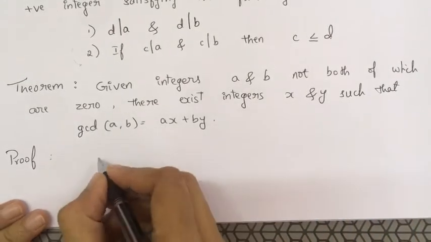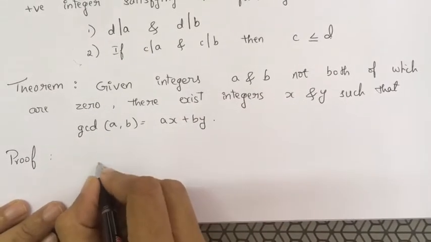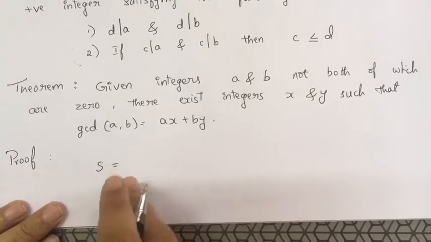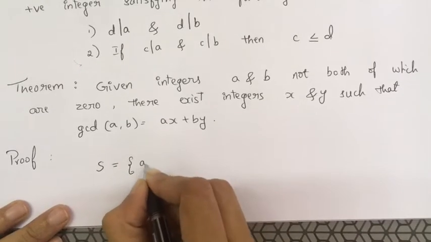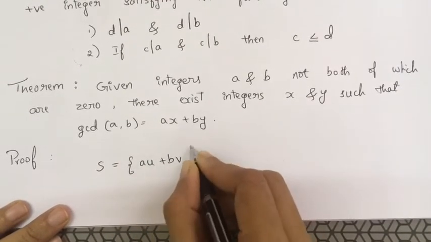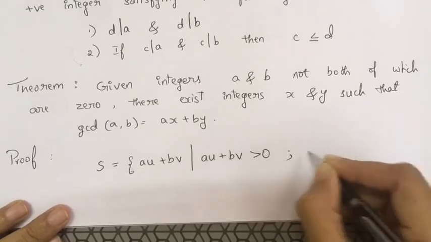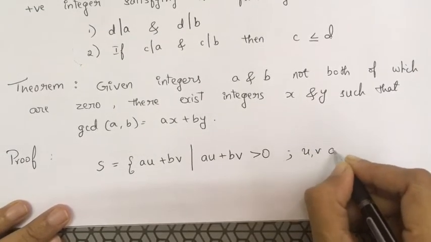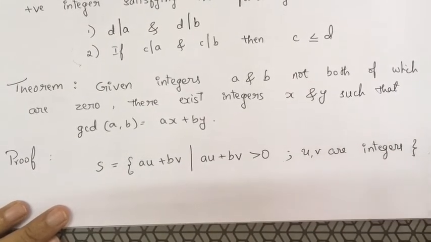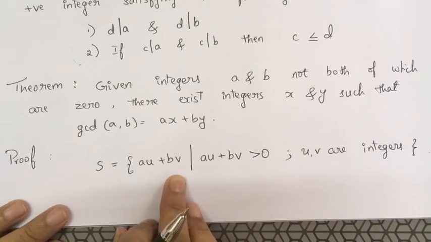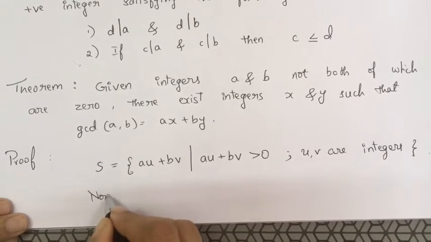Now see, I'll consider a set of all linear combinations of a and b. Let us consider a set S, which is the set of all positive linear combinations of a and b. I'll write the set like this: au plus bv, where I'm taking the positive linear combinations, and u and v are integers. You can observe that this is the set of all positive linear combinations. So this set is non-empty.